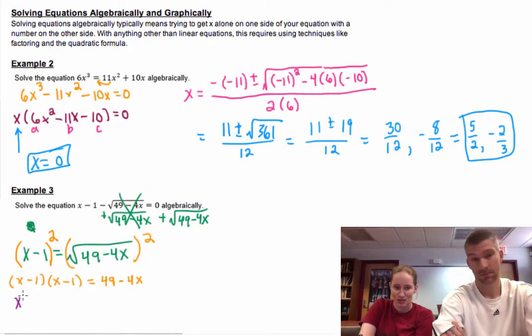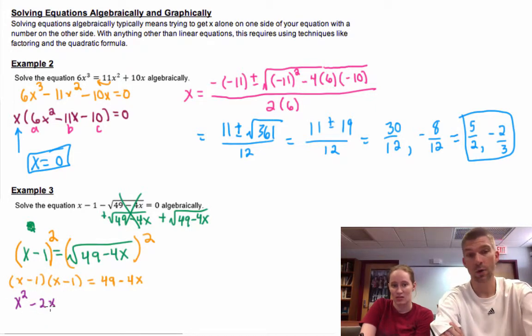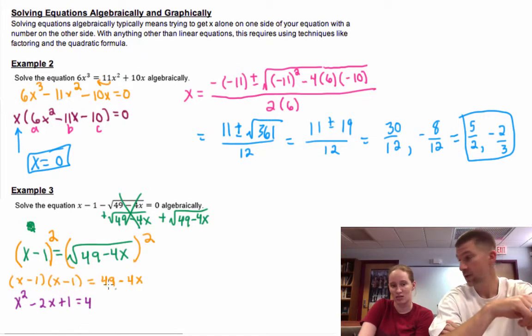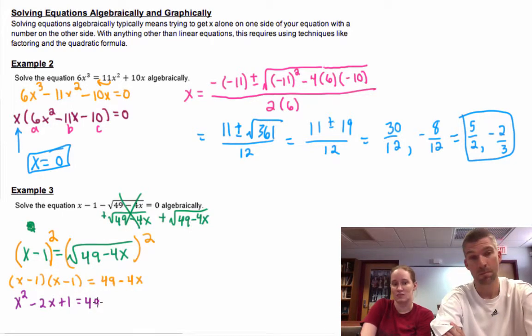Foil first. X times x is x squared. Outer, x times negative 1 is minus x, and inner gives another minus x, so minus 2x, and then this last is plus 1. The quick way to do that is to square the first and last terms, and then 2 times the first term times the second term. Boom shakalaka.